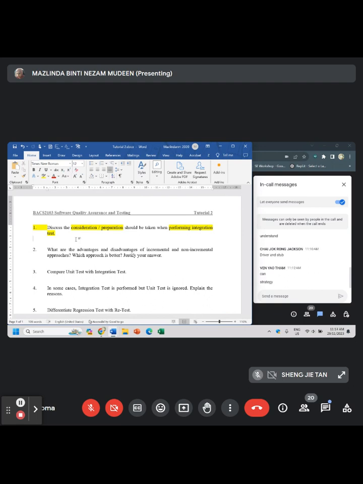So based on which approach, we need to consider whether the strategy is needed or not. Then we need to know whether we need driver and stub, or driver or stub. Okay, clear about that part? So the first thing is the approach, and then the strategy, then the driver and stub. Okay, what else? The consideration or preparation. Anything more?